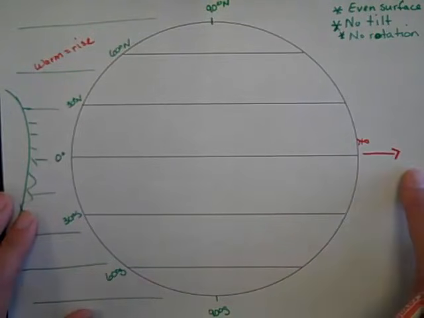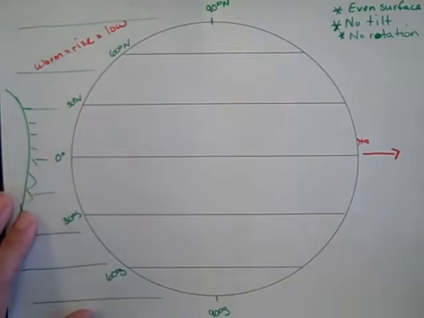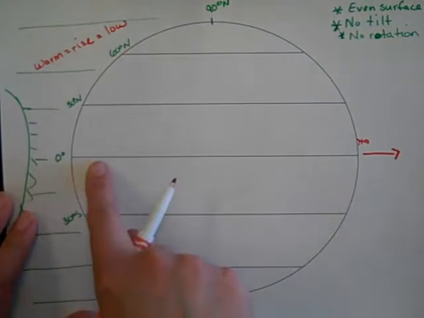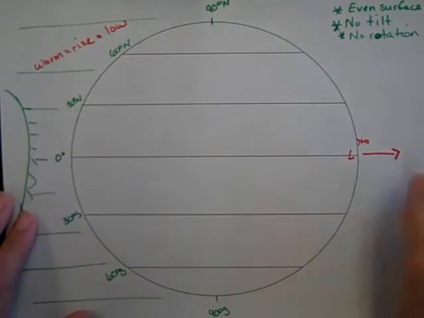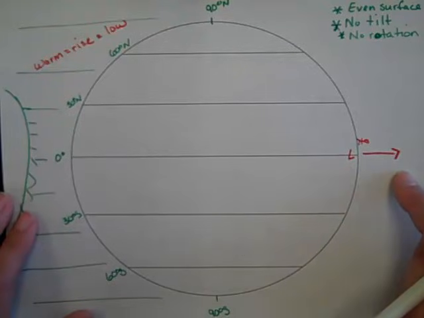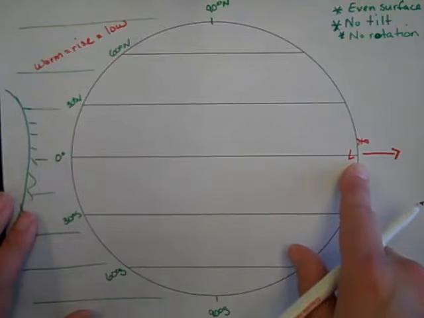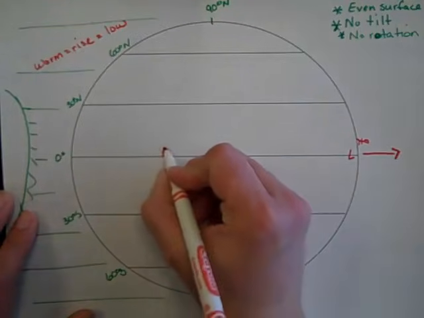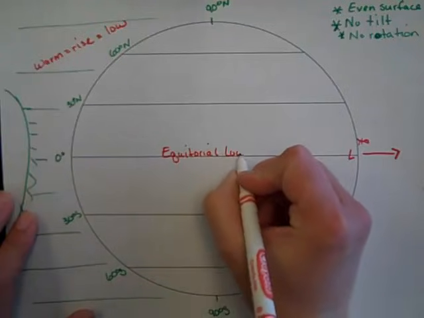We also know that if we have rising air, it forms a low pressure system. So all along the equator, we have a low pressure because of this rising air. So convection causes the air to rise. When we rise air from the surface, we get a low pressure system, and we have a whole belt of low pressure all along our equator. And so we call this the equatorial low.